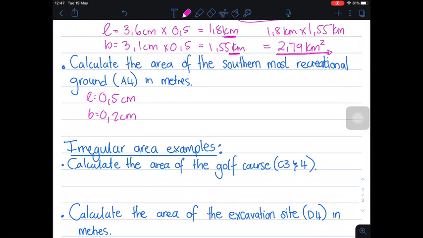And we need to convert these into reality first. The question asks for meters, and so we times by 500. 0.5 times 500 would then give us 250 meters, and 0.2 times 500 would give us 100 meters. Now that they're both in reality, we can times them by each other, and that will then give us 25,000 meters squared.